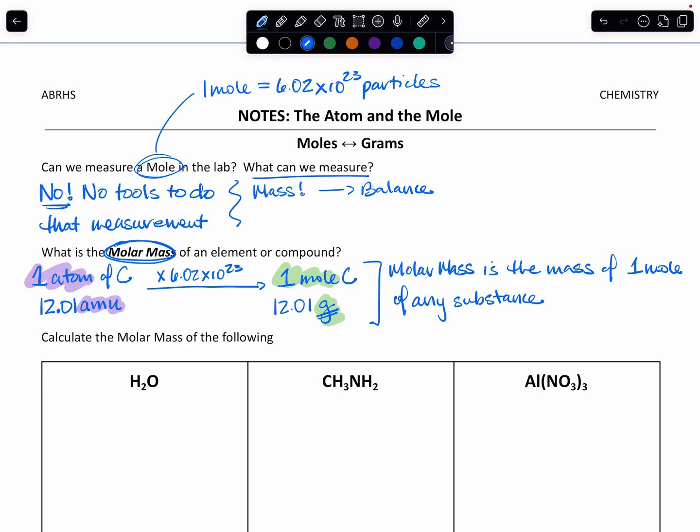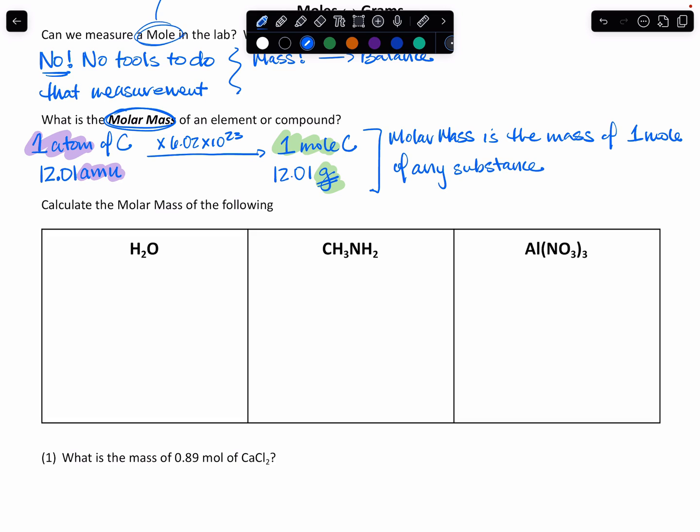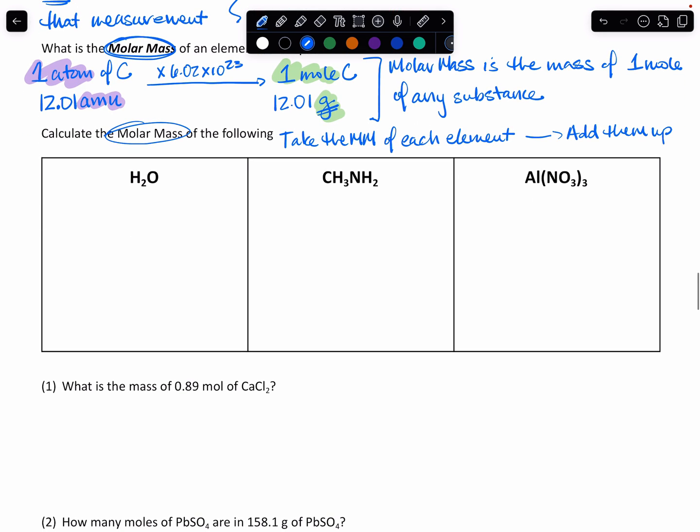If it's an element, it's very straightforward. But what if it is instead a molecule? Down below, I have 3 boxes which have 3 molecules. If I want to calculate the molar mass of a molecule, I need to take the molar mass of each element in that molecule and the number of each element, and then I need to add them up. I'm going to do this for these 3 molecules.